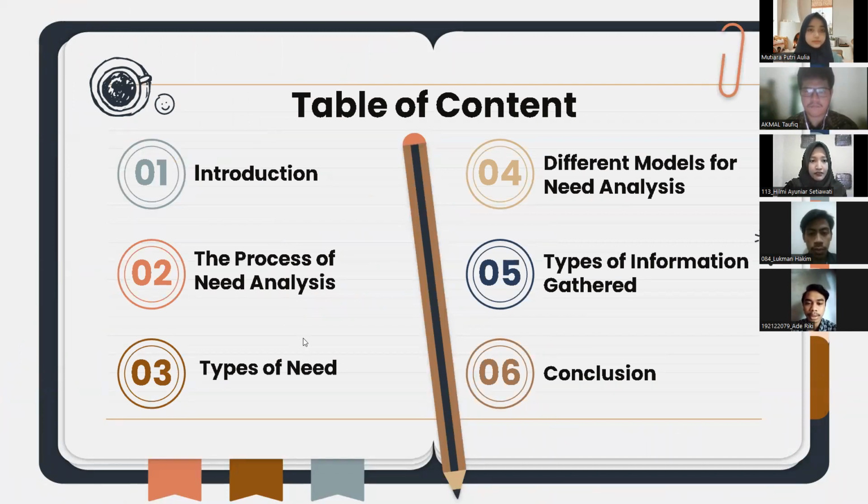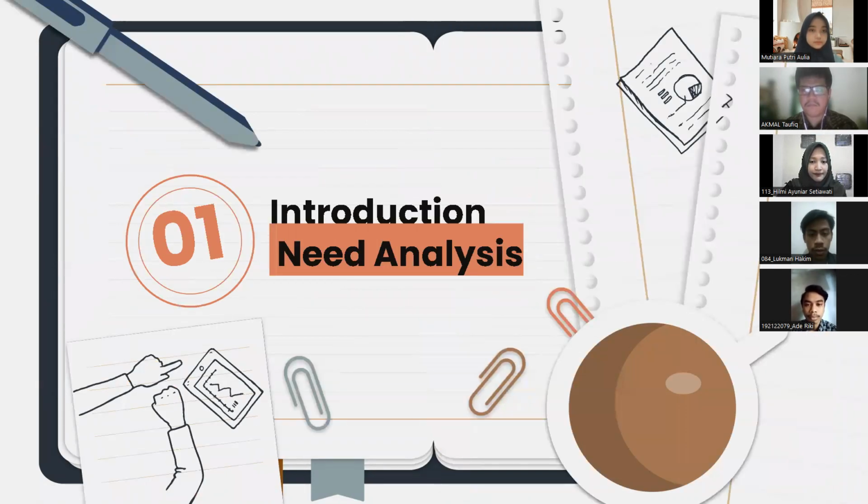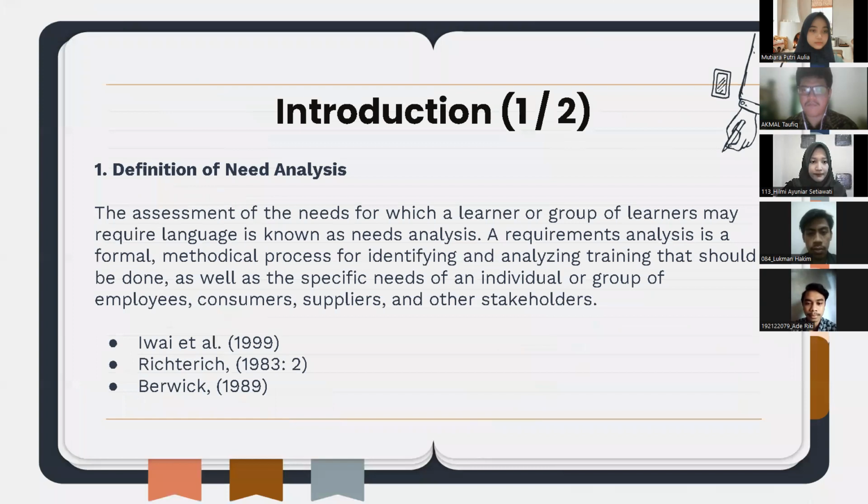Here is the material that we will share with you on this occasion. Okay, next slide. The first material is the introduction: the definition of needs analysis.